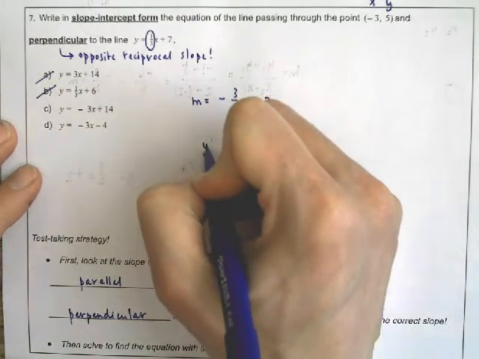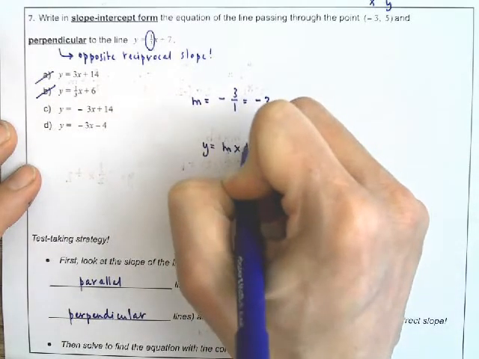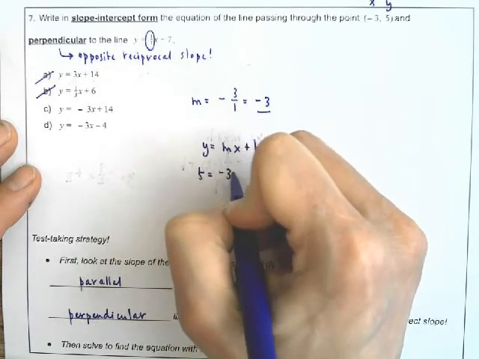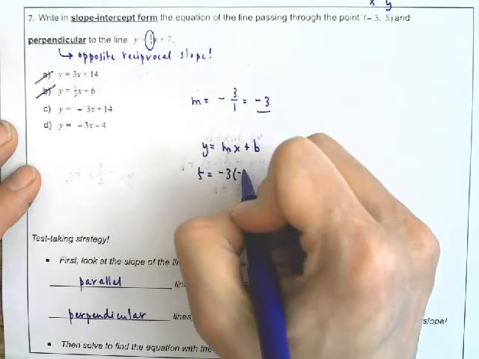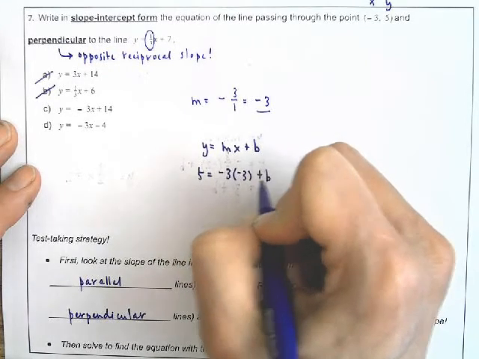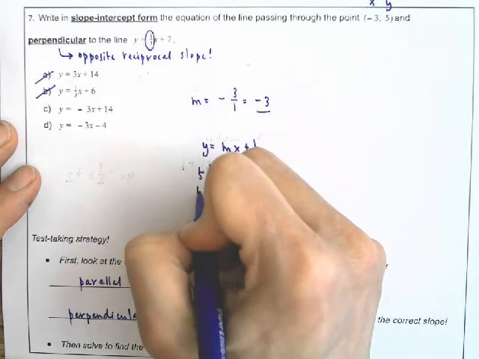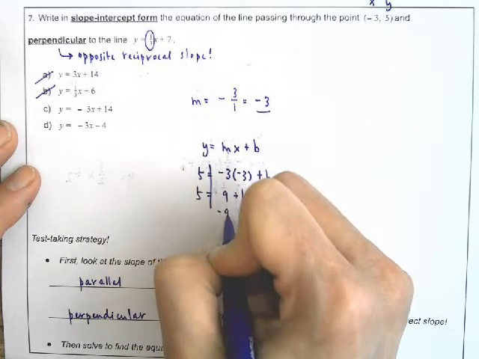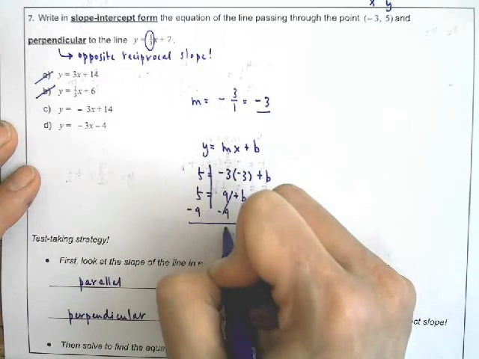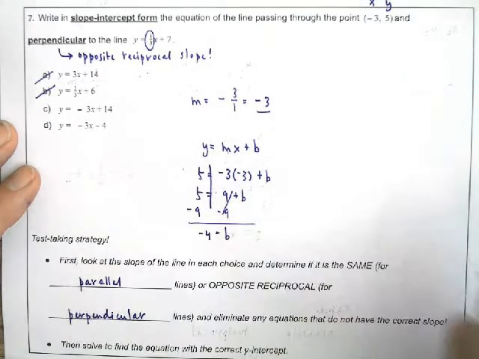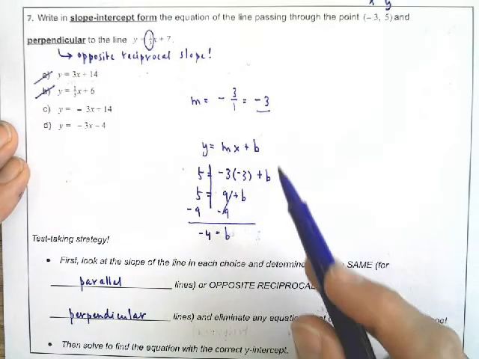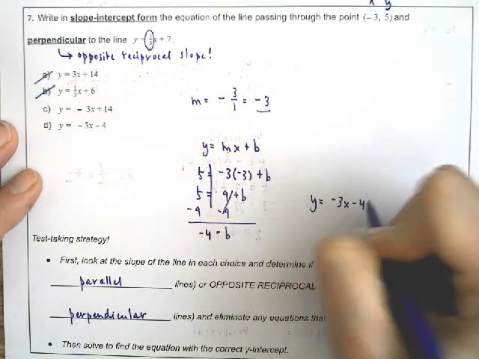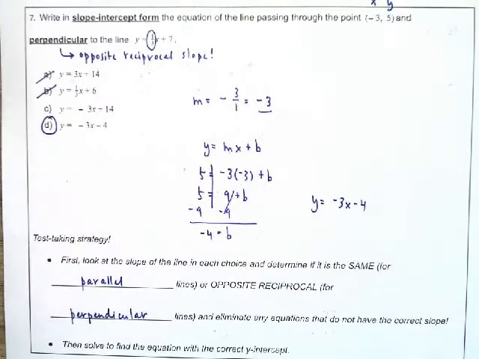So now we're going to go ahead and solve for our b. So y equals mx plus b. My y value is 5. Slope is negative 3. My x happens to be negative 3 as well. And now I have plus b. So I have 5 equals 9 plus b. If I subtract 9 from both sides, I get b equals negative 4. So now I have my m and my b. So my equation is y equals negative 3x minus 4, which is choice D.